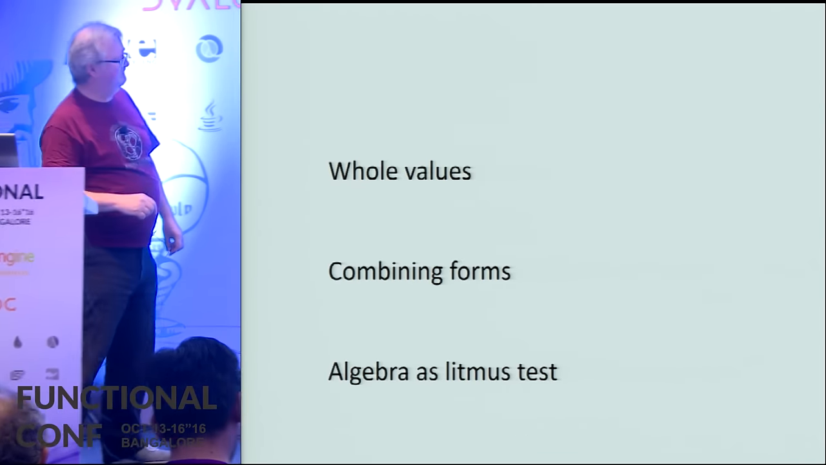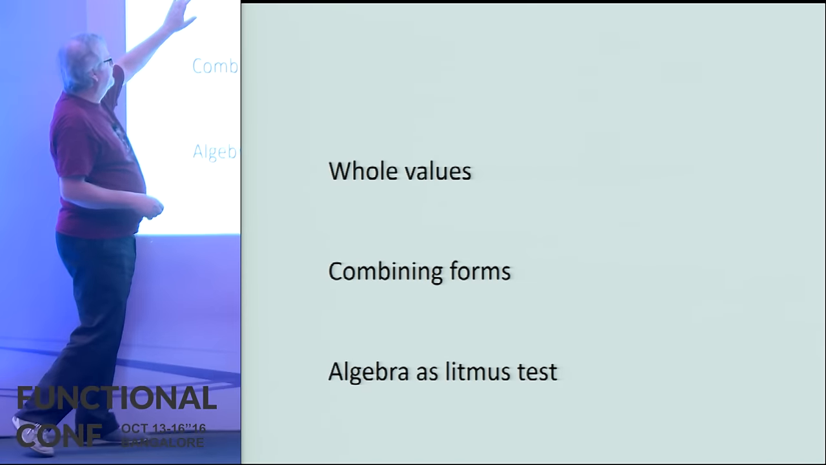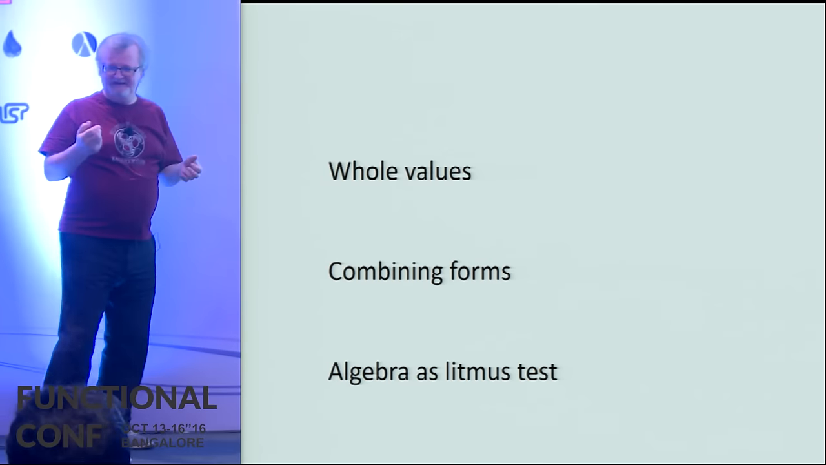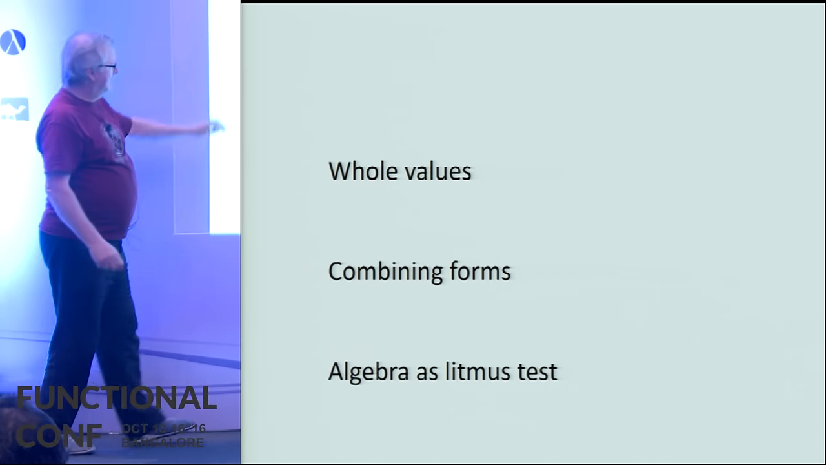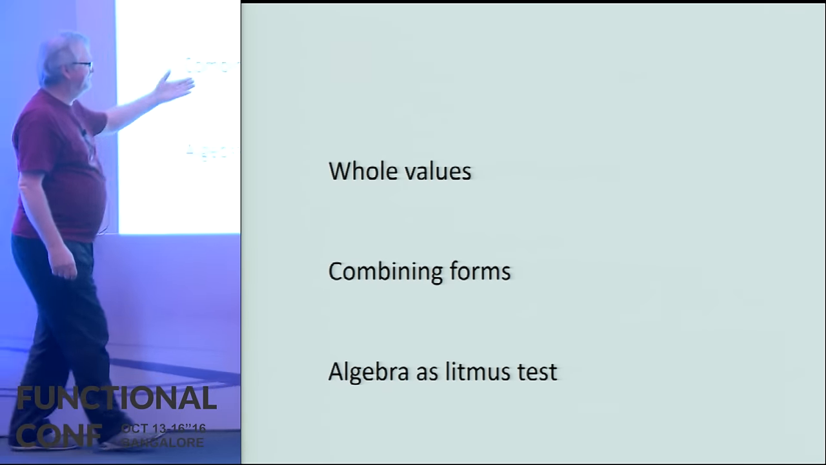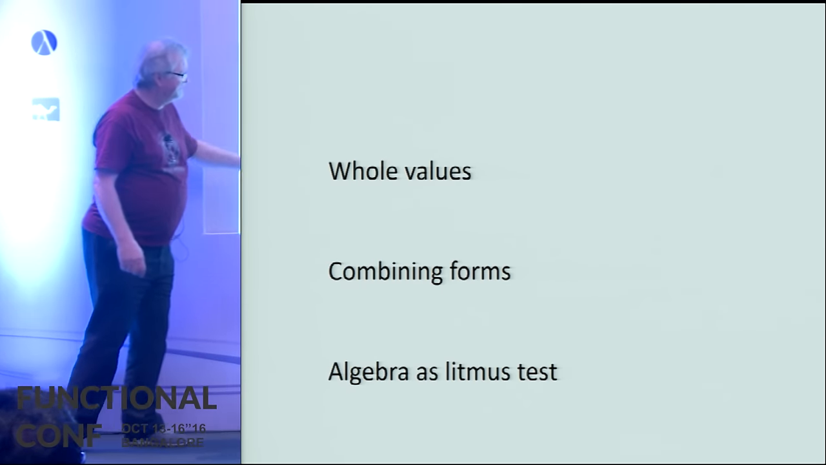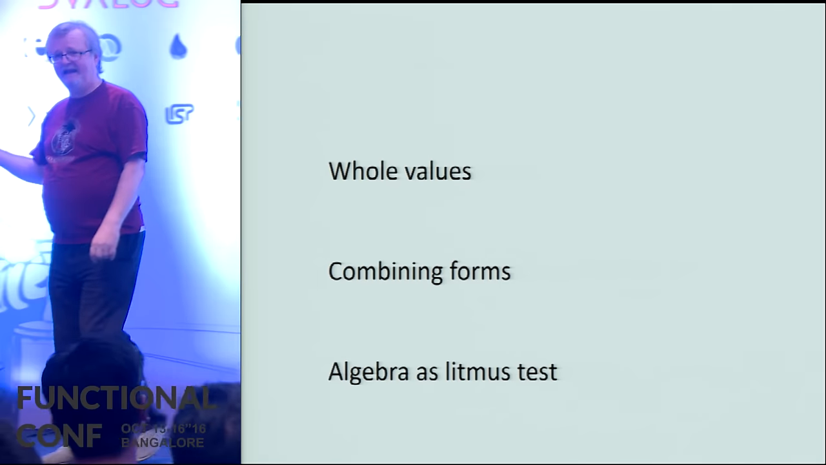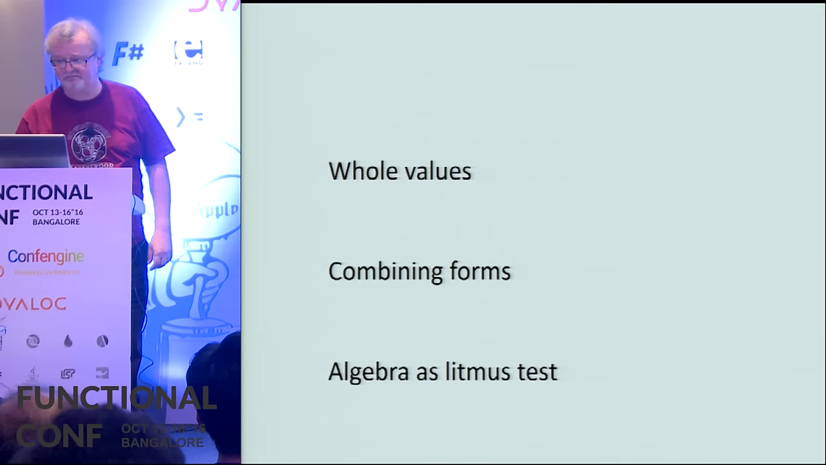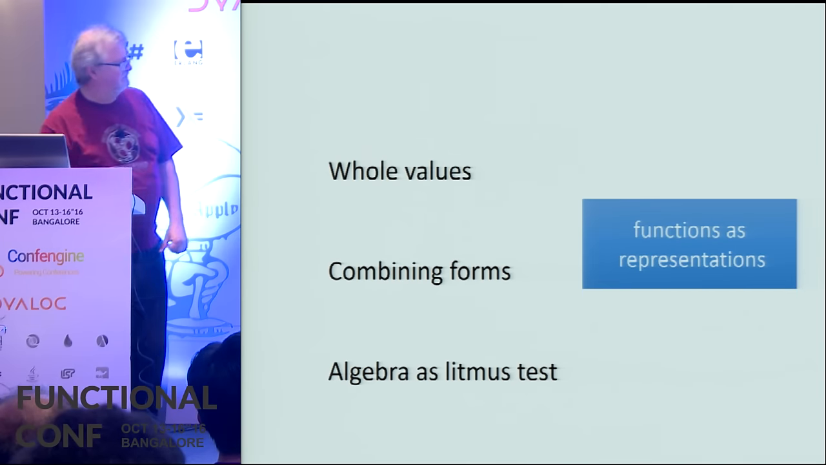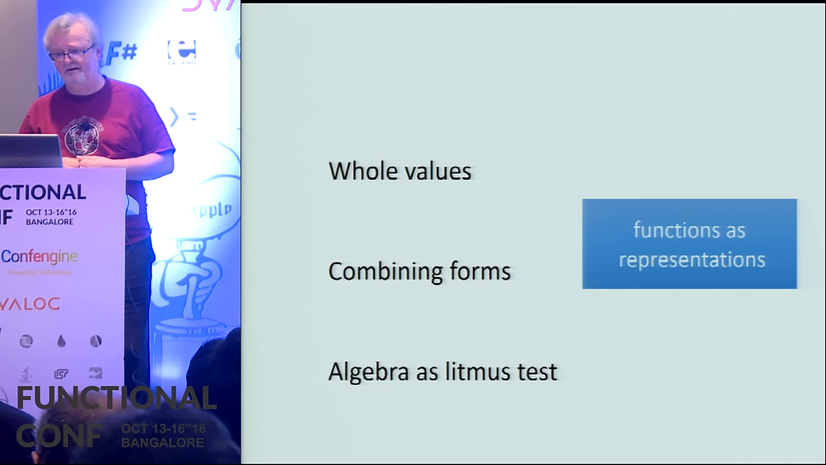And we've seen a number of examples of ideas coming back again and again. The idea of programming with the whole value, the whole picture, the whole vector, the whole array, not word by word. Of defining combining forms like map and construction and overlay. And of using the algebra, the laws, as a litmus test to guide the design of these combining forms. And another idea, dating back to Church, of using functions as representations, is tremendously important.